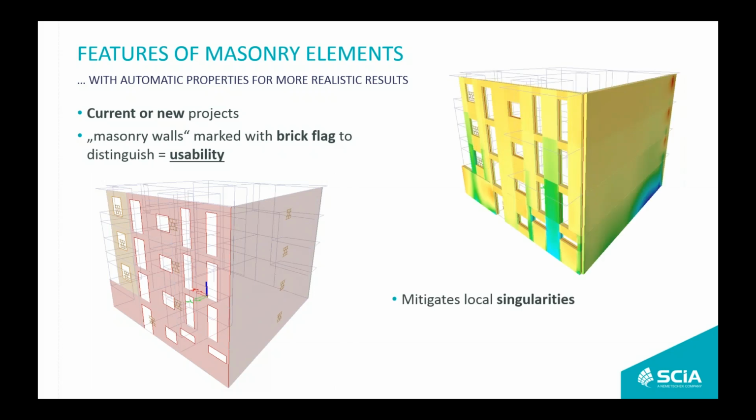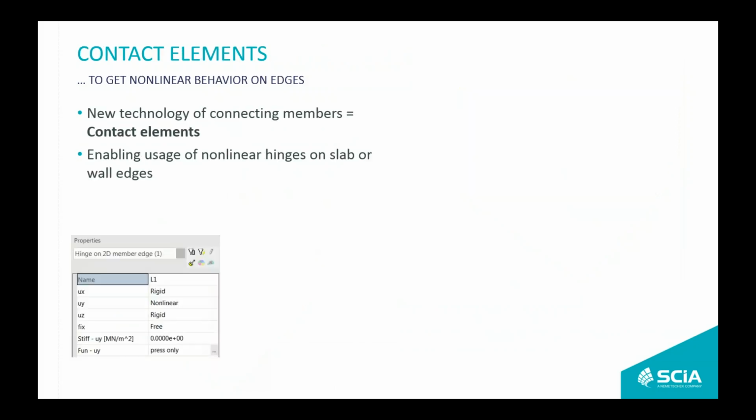Also, the main advantage is that this behavior with automatic orthotropy, reducing the arching effect, mitigates local singularities and mitigates the favorable action between walls and concrete slabs or beams, because beams supporting masonry elements are now directly transferring the load from them without the favorable shear effect of the masonry walls.